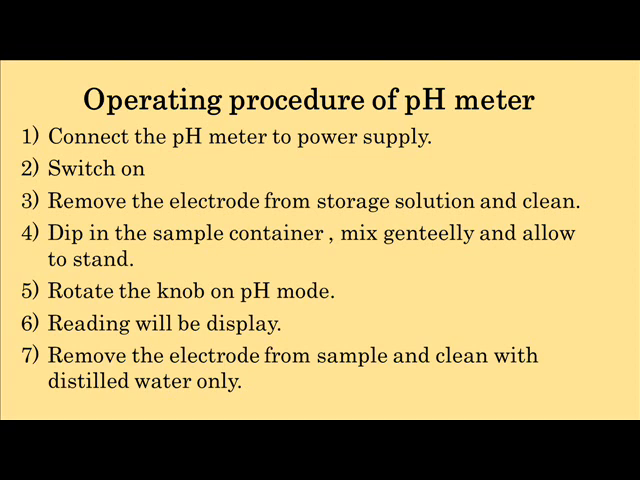Carefully remove the electrode from the storage solution, clean it with distilled water and wipe it with tissue paper. Carefully dip it in the sample container, mix gently and allow it to stand. Rotate the knob to pH mode and wait a few seconds for the reading to stabilize on the display. After taking the reading, remove the sample and clean the electrode with distilled water.